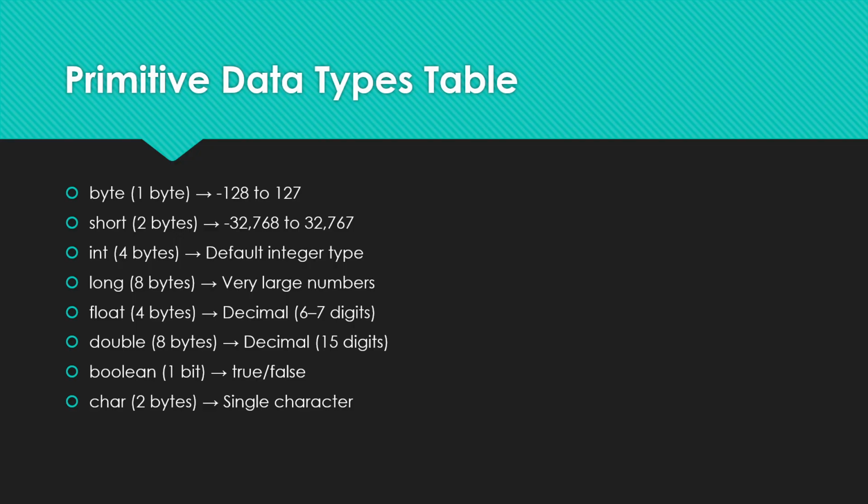You just remember the size of these data types. Byte 1 byte, short 2 bytes, int 4 bytes, long 8 bytes, float 4 bytes, double 8 bytes, boolean 1 bit and char 2 bytes.